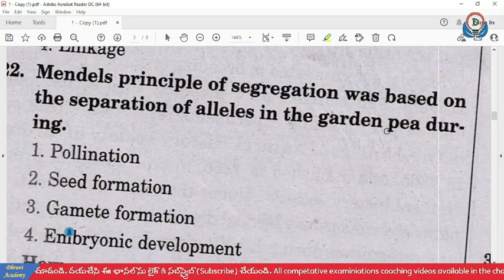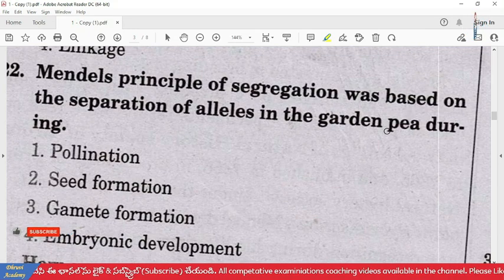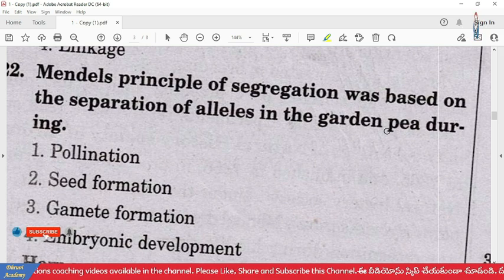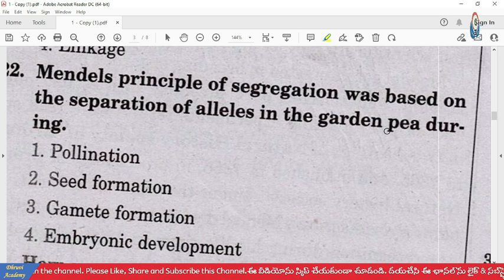Next, Mendel's principle of segregation was based on the separation of alleles in the garden pea during: is it one, pollination, or the second one, seed formation, the third one, gamete formation, and the fourth one, embryonic development? Which is the correct answer?